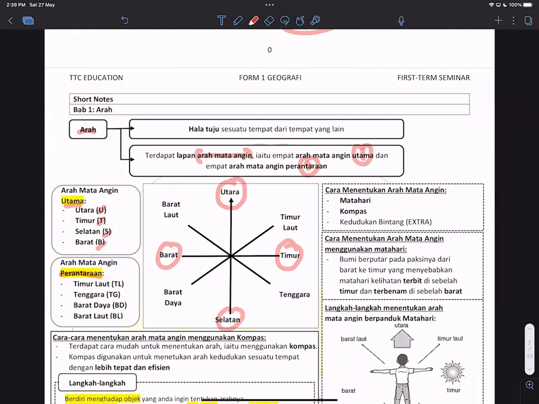So antara we have Timur Laut, okay, which means in English, northeast. And this one, southeast, is known as Tenggara. Okay, and then the next ones are the northwest and then southwest, right? So northwest is Barat Laut, southwest is Barat Daya. So any west or east related to Utara, we just add on one keyword, which is Laut. Timur Laut, Barat Laut. Okay, so this is the arah mata angin utama and then the arah mata angin perantaraan.